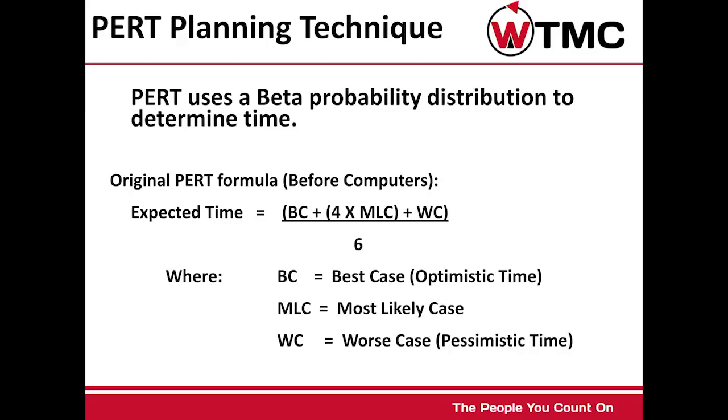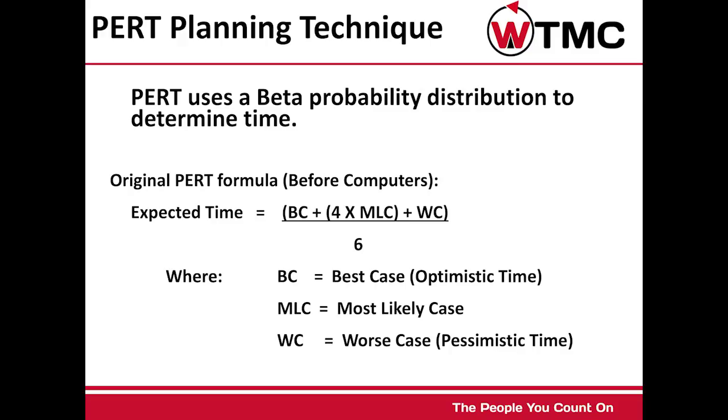PERT planning technique. PERT uses a beta probability distribution to determine time. The original PERT formula before computers is listed here. BC equals best case, or the optimistic time. MLC equals most likely case. WC equals worst case, or the pessimistic time.